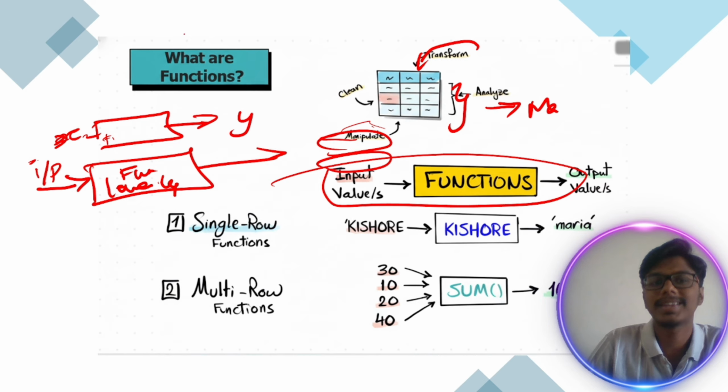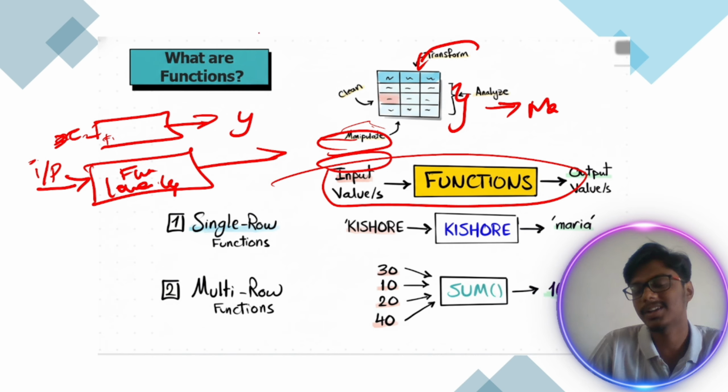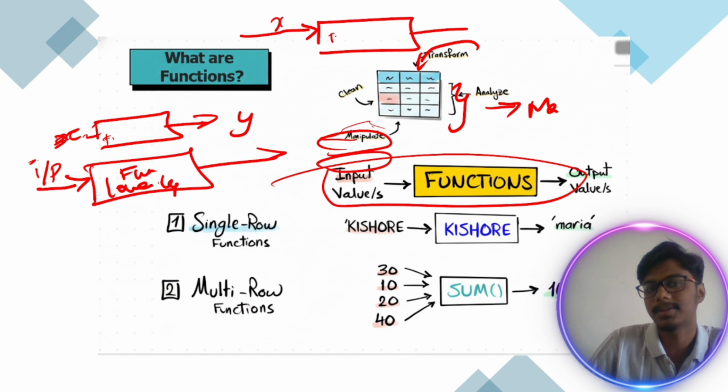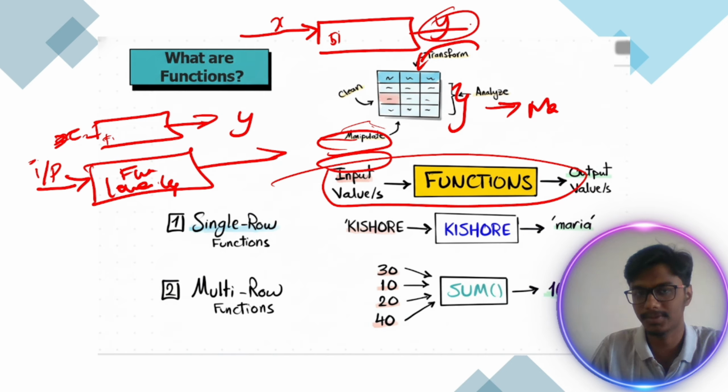If you are an EC student, you know this from the signals and systems subject. If you give some signals x to a function, whether it is the sine function or the square function, it gives an output called y. That's why we use functions.